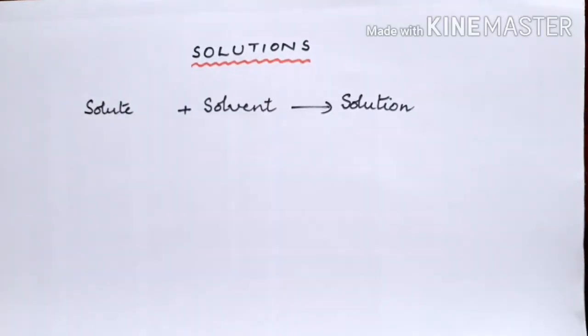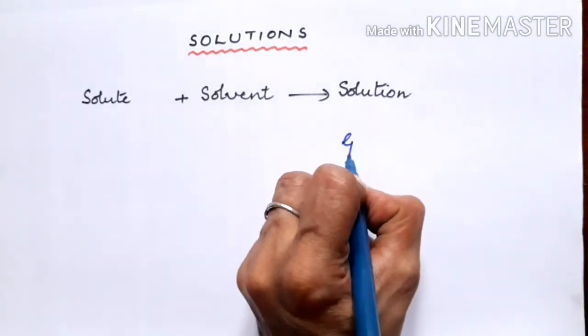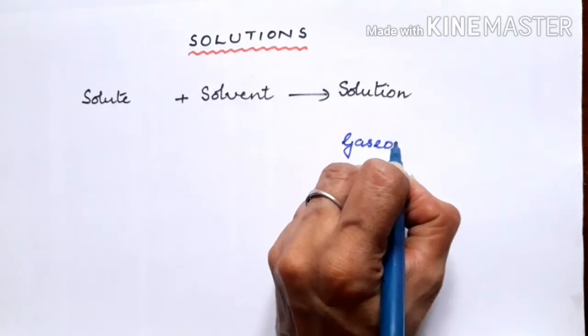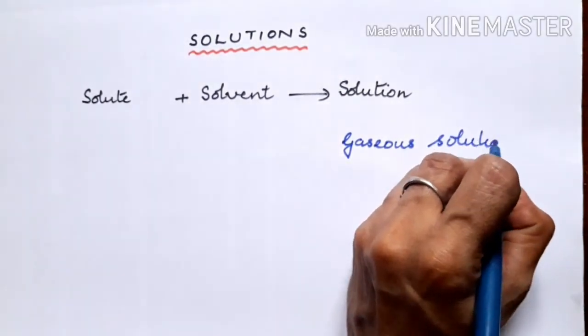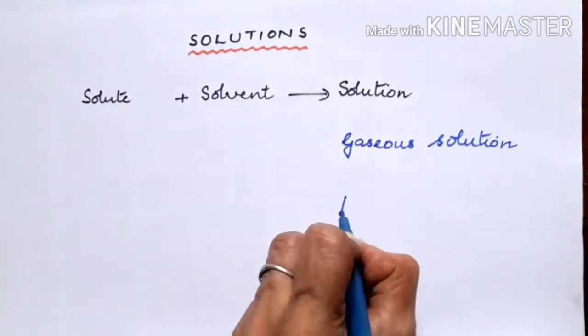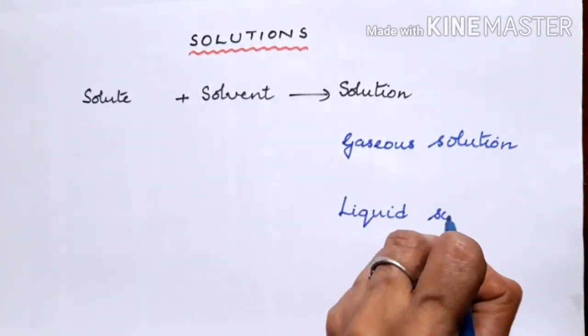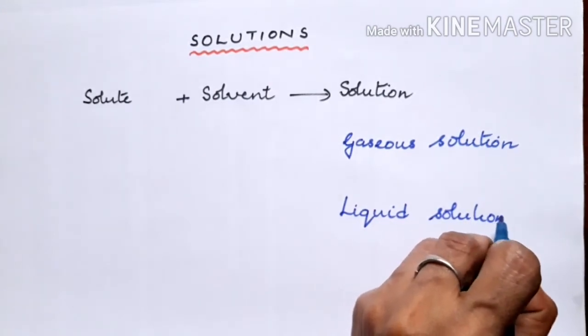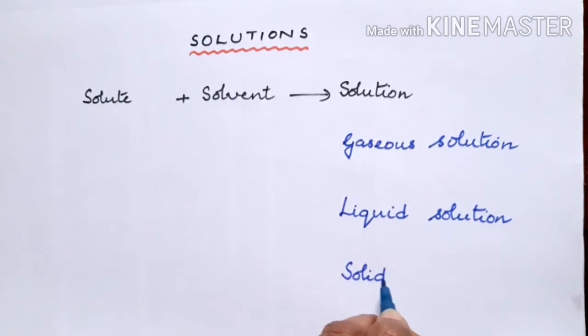There are three main types of solutions. They are called gaseous solutions, liquid solutions, and solid solutions.